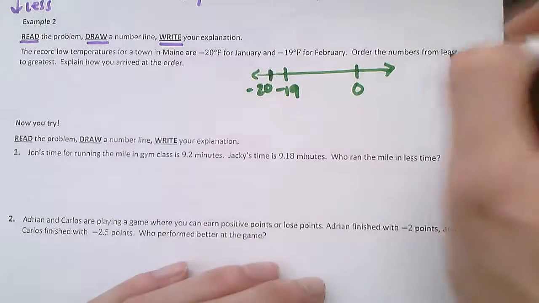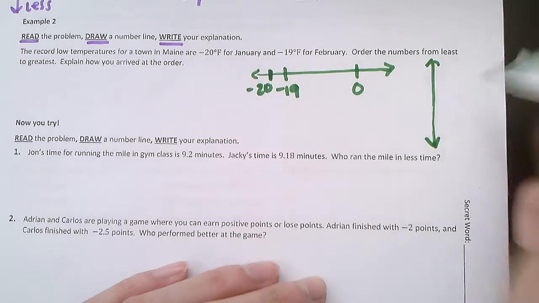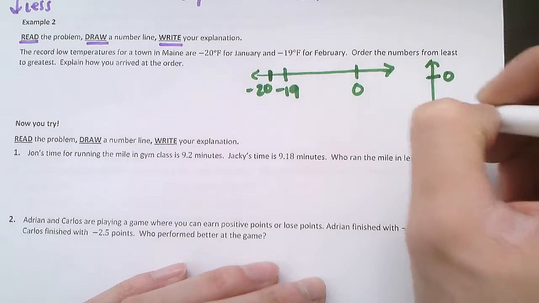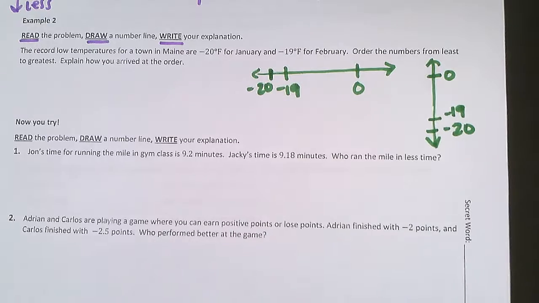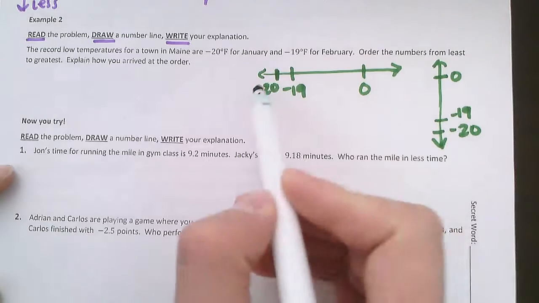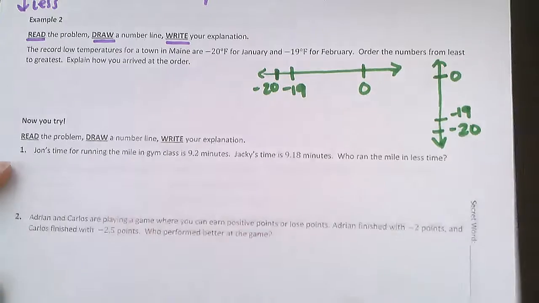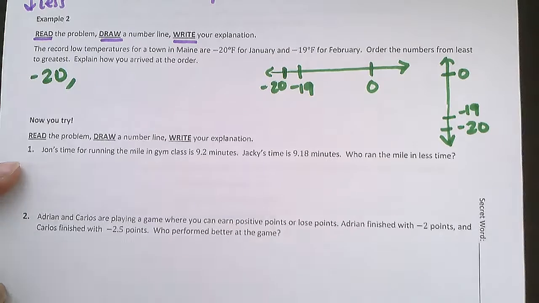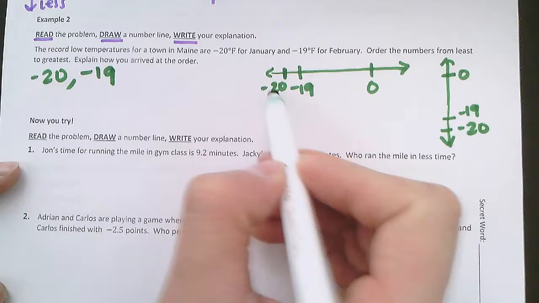Or if you wanted to do a vertical number line, you can do that too. I want negative numbers, so I want more space on the bottom. I might have my 0 here, my negative 19 down here, and my negative 20 over there. And now let's put them in order. Least to greatest, so I go from left to right, or I go from the bottom to the top. The number that's the least is negative 20. And then after that, negative 19 is greater than negative 20 because it's to the right.